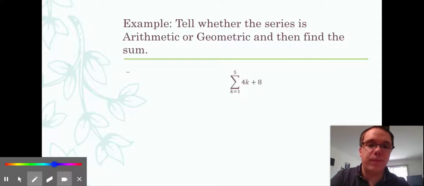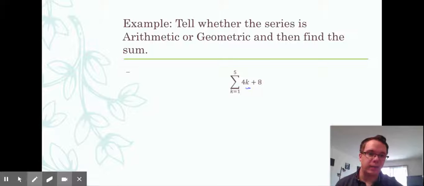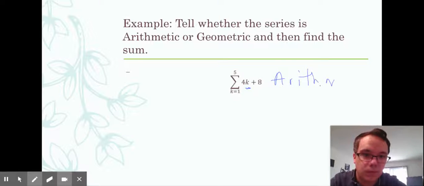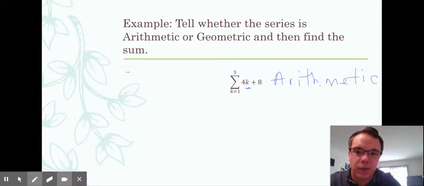All right, so first of all, is this series arithmetic or geometric? So are we looking at a common difference or a common ratio? Well, it looks like we are going to take a number times our k and then add something on. So that means we're going to have the common difference, and our common difference there is going to be 4. So this series is arithmetic. And then we have to find the sum. And how we're going to find the sum is just like we were doing when we were introduced to series. So we're just going to plug in our 1 through 4.